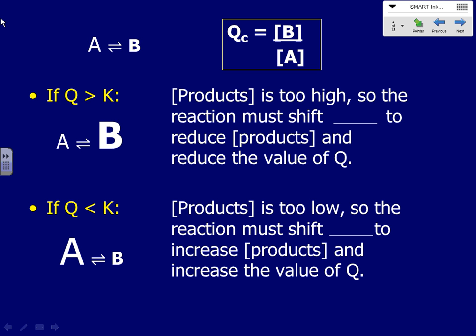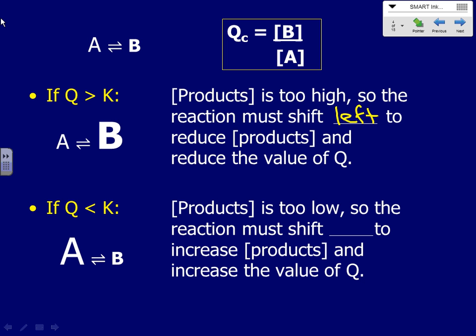If there's too much product, just like this big B right here, which way is the reaction going to shift in order to get to equilibrium? Which way is it going to shift? Yep, it's going to shift left. This is going to reduce the amount of product, increase the amount of reactant. The value of Q will change until it is equal to K, and equilibrium has been established.